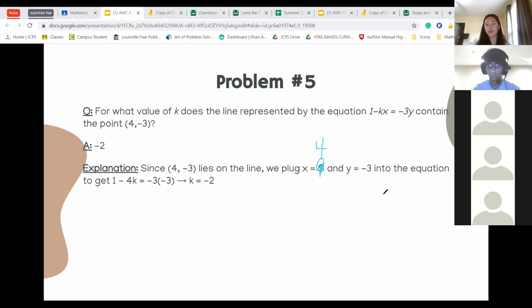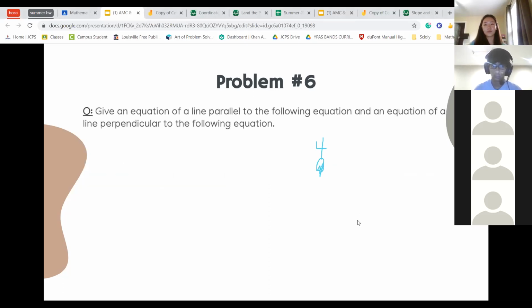So does that make sense to everybody? If you have a question about this one, you can ask it now. Okay. Give an equation of a line parallel to the following equation and an equation of a line perpendicular to the following equation. And the equation is y equals 5/8 x plus 6.